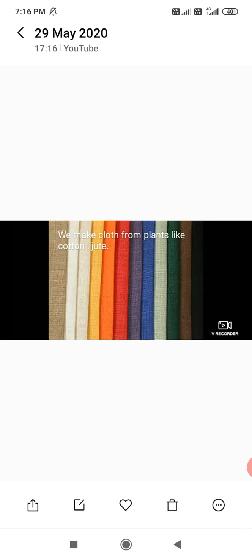And we make cloth from plants like cotton and jute. Again, these plants grow in soil. So, soil is very important for all living beings. So, what is soil?